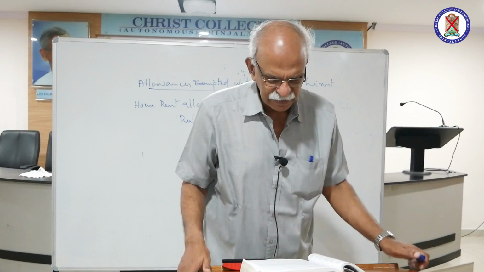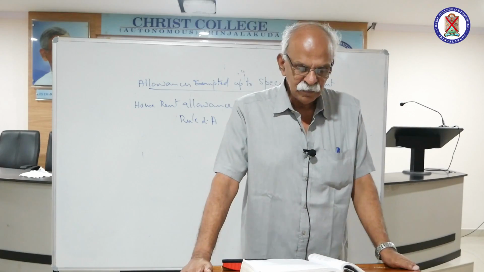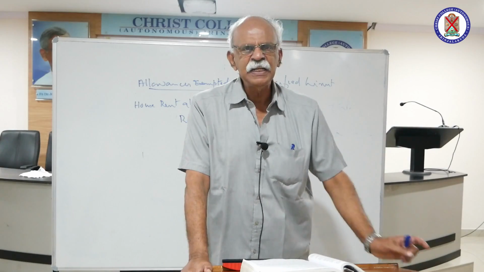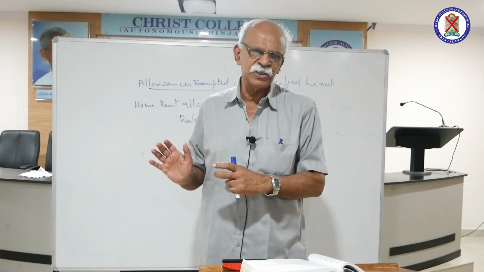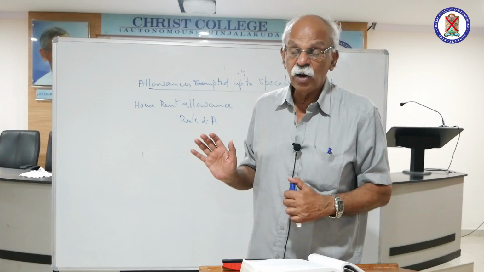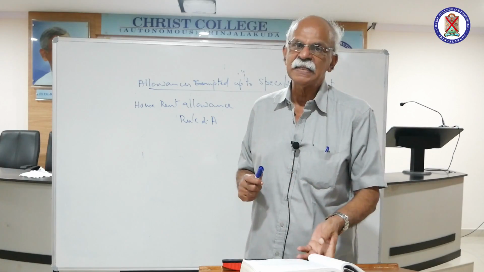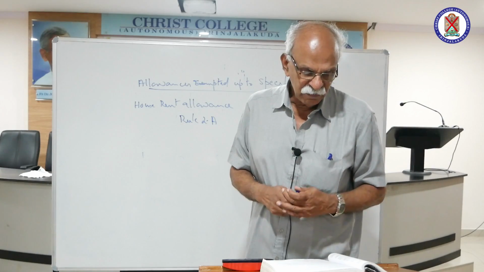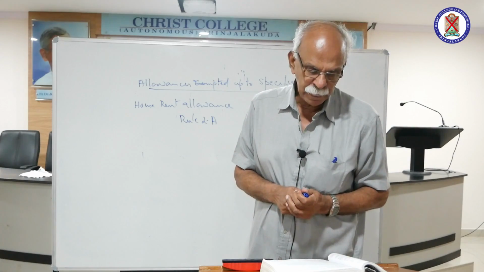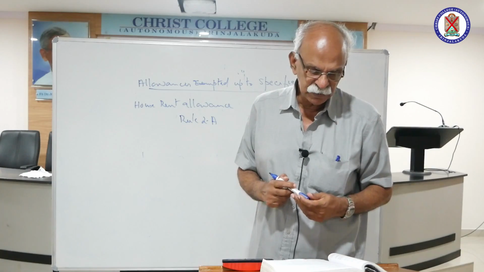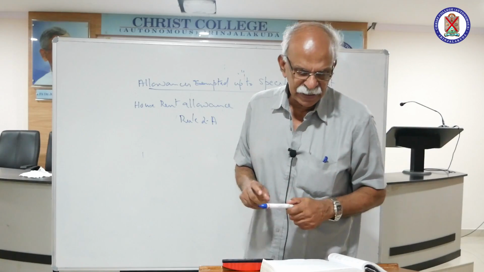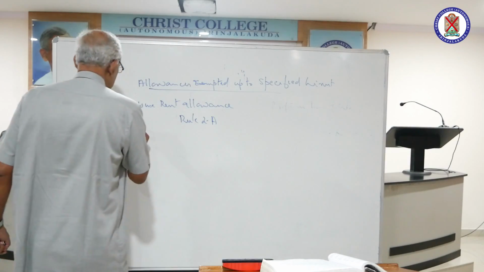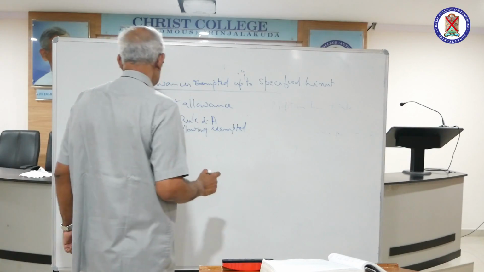There are three clauses given. Actual HRA received by the employee. The least of the following. There are three clauses given, out of which the least shall be exempted and the balance shall be chargeable to tax. Now let us see about that. Least of the following exempted.